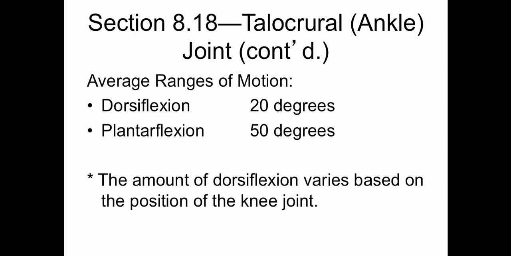The gastrocnemius, a plantar flexor of the ankle joint, crosses the knee joint posteriorly. When the knee joint flexes, the gastrocnemius slackens, which permits more dorsiflexion at the ankle joint.